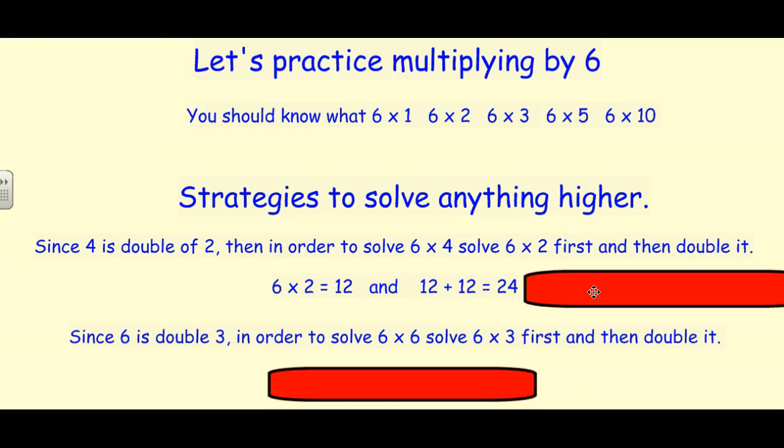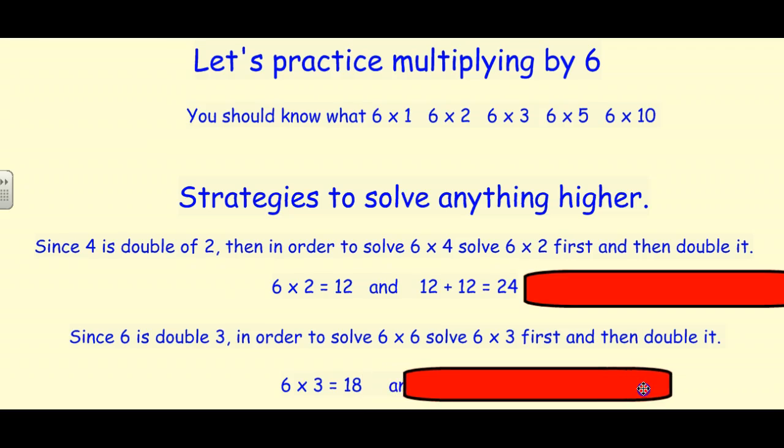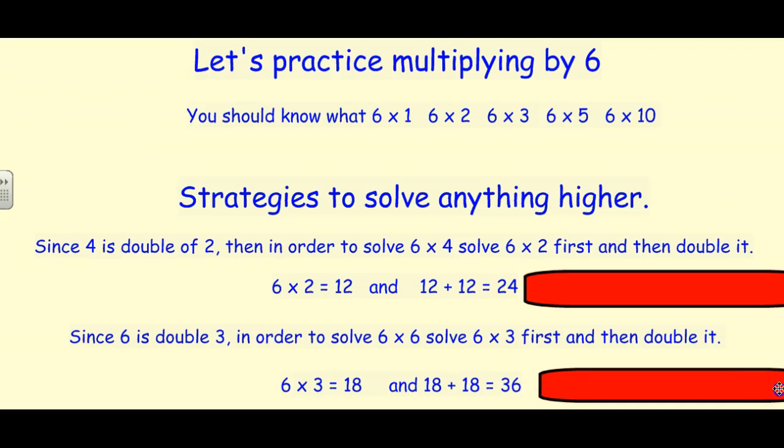Since 6 is double of 3, in order to solve 6 times 6, you can first solve 6 times 3 and then double it. So on your board, I want you to solve 6 times 3, and then I want you to double that answer to figure out what 6 times 6 is. Push pause to do this. So first I'm going to do 6 times 3, and I know 6 times 3 is 18. Now I'm going to double 18 by adding 18 and 18 together, and that's going to give me 36. So therefore, 6 times 6 is 36.